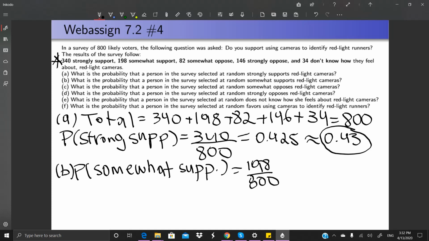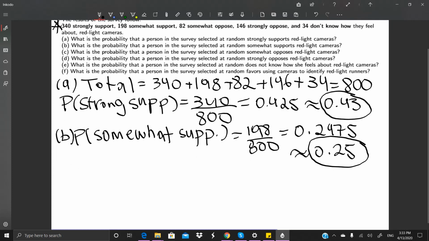This problem doesn't say to do that, but the quiz will tell you to do that. So exactly, this turns out to be 0.2475, or approximately 0.25, right? So that's what you want to enter in for the quiz. Right, so there's about a 25% chance that a person says they somewhat support red light cameras.